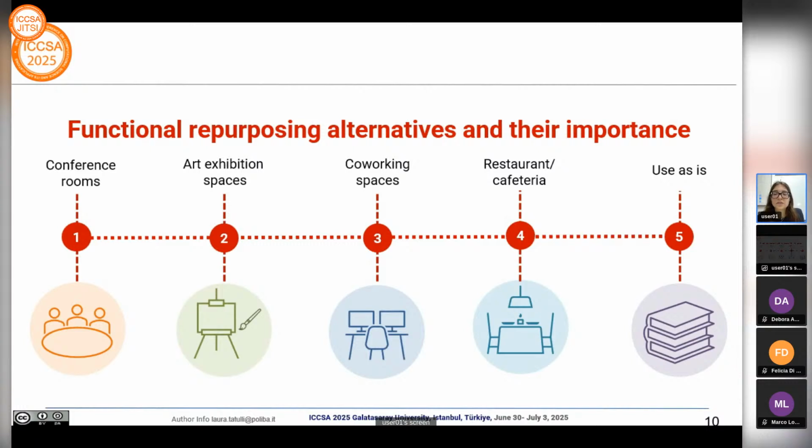The alternative use for the building, like a restaurant or a cafeteria, included some different transformations in order to provide all the technical support and systems needed for this implementation. Then we considered the use as is, which is the non-intervention alternative scenario, which entails the continuation of the current function.